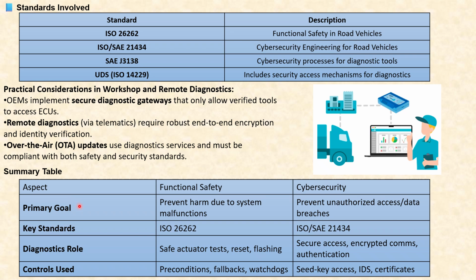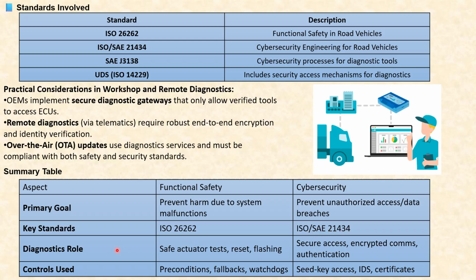Okay, so in the summary table we will see three things: aspect, functional safety, and cyber security. The primary goal of functional safety is to prevent harm due to system malfunctions, especially electronic systems, and cyber security means to prevent unauthorized access and data breaches. Now, key standards: ISO 26262 and, for cyber security, ISO 21434.